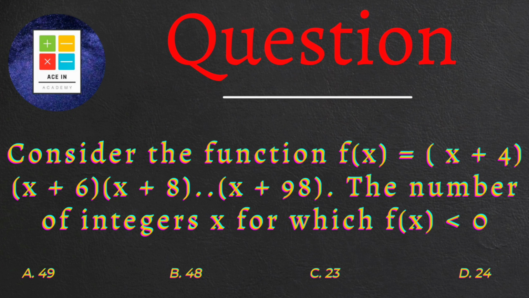Consider the function f(x) = (x+4)(x+6)(x+8) all the way up to (x+98). The number of integers x for which f(x) is less than 0 is. We are provided four options for this question. Option A 49, option B 48, option C 23 and option D 24.